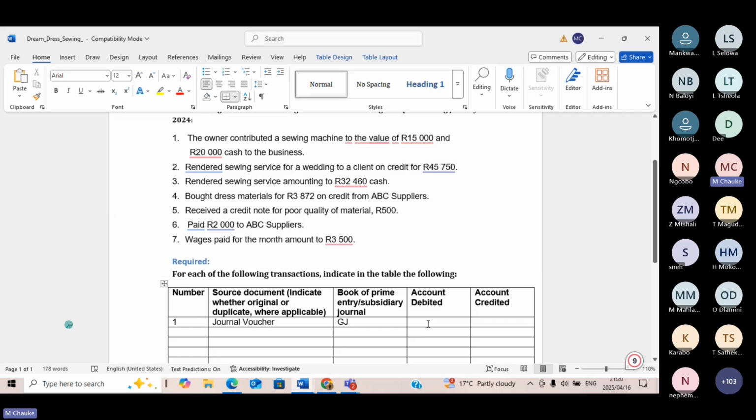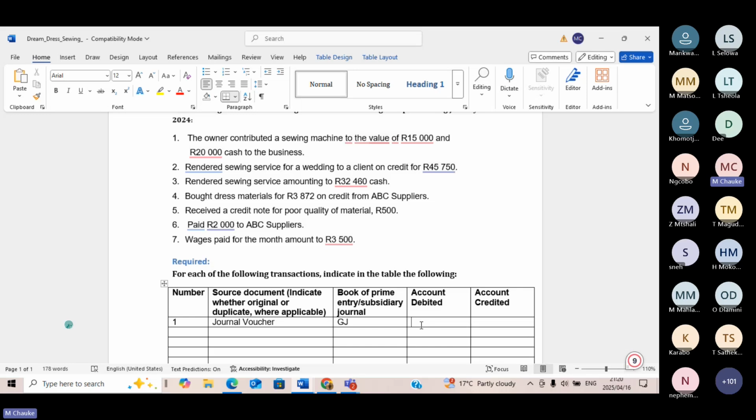And then in terms of debit and credit, that's where the elements come in. Remember I said to you, we're going to start with the transaction of the machine where the owner is contributing the machine to the business. So the two accounts affected here are going to be machinery and capital. Are you guys following?